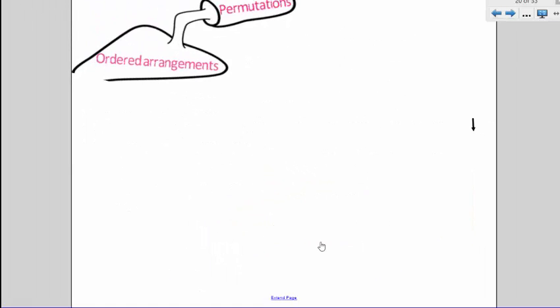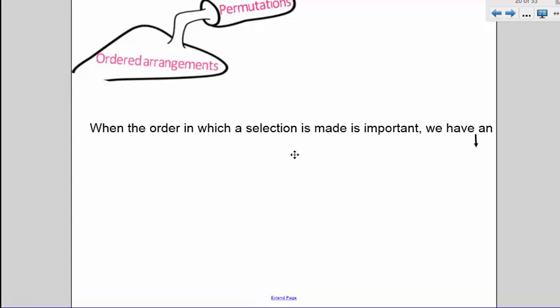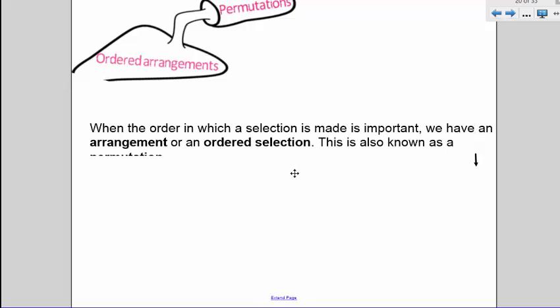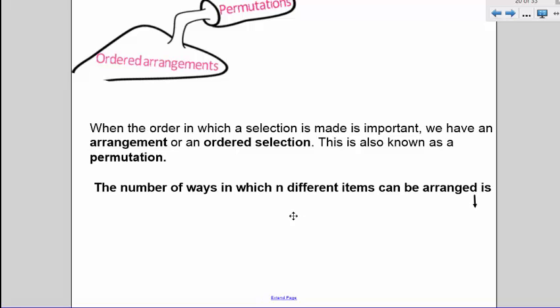So a formal definition of ordered arrangements, or permutations, is that when the order in which a selection is made is important, we have an arrangement or an ordered selection. This is also known as a permutation. The number of ways in which n different items can be arranged is n factorial, which is equal to n multiplied by n minus 1, multiplied by n minus 2, multiplied by n minus 3, and continuing down until we multiply by 3, then by 2, then by 1.